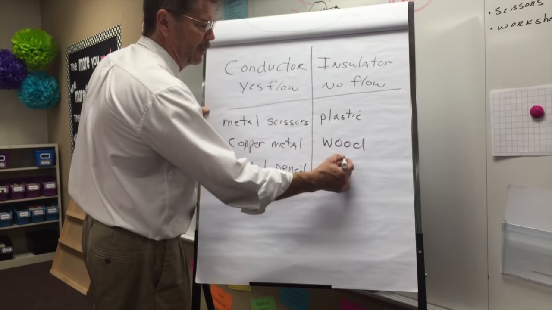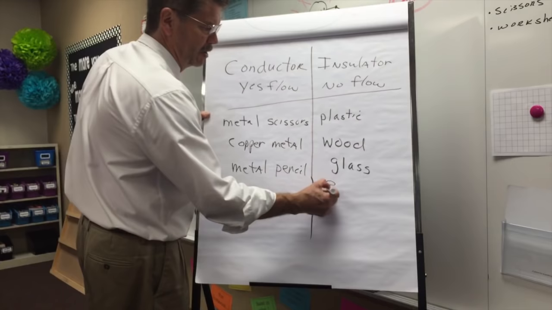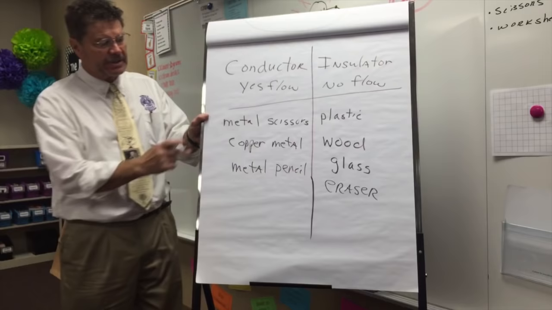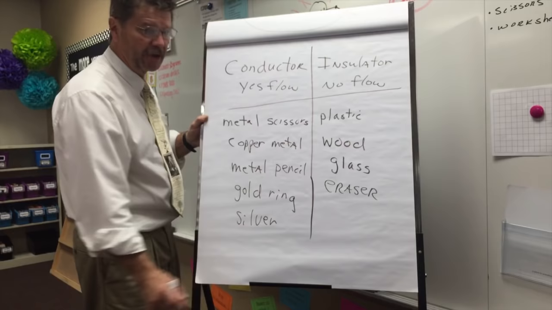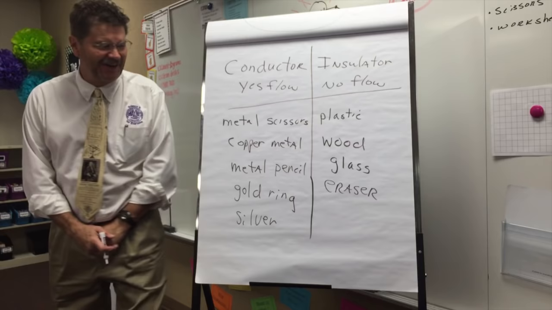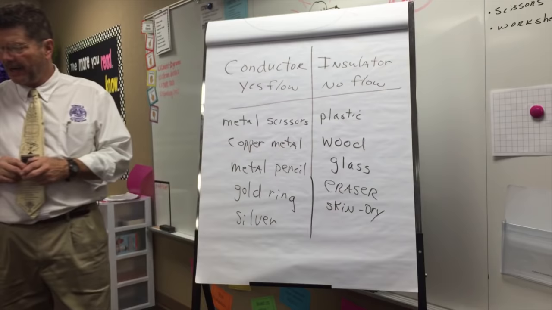Insulator, right. And what about the eraser? Conductor or insulator? Insulator. Okay, so a lot of these things. Someone used their gold ring. The gold ring was a conductor. Silver, conductor. What about your fingers? Is your finger a conductor? No. Usually not. So your skin, if it's dry, no. Okay. All right, so finish writing that, and we're going to do our next project.